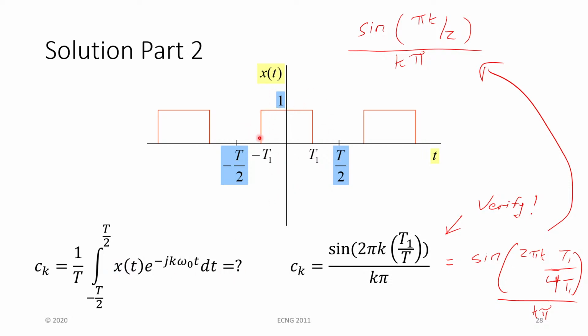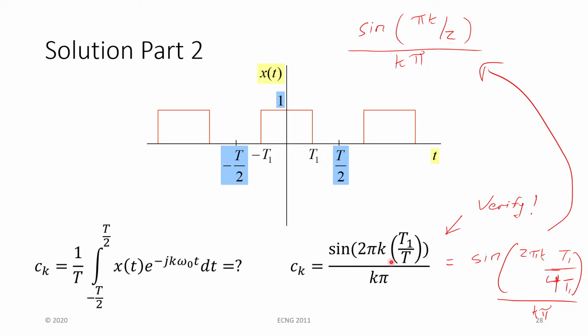And like I said, for this particular square wave, when you do the resultant integration here, we end up with ck equals this form in particular, sine of 2 pi k t1 on T divided by k pi. The next step will be to make sure that you establish a relationship between t1 and T, and this is actually given in the question to you.